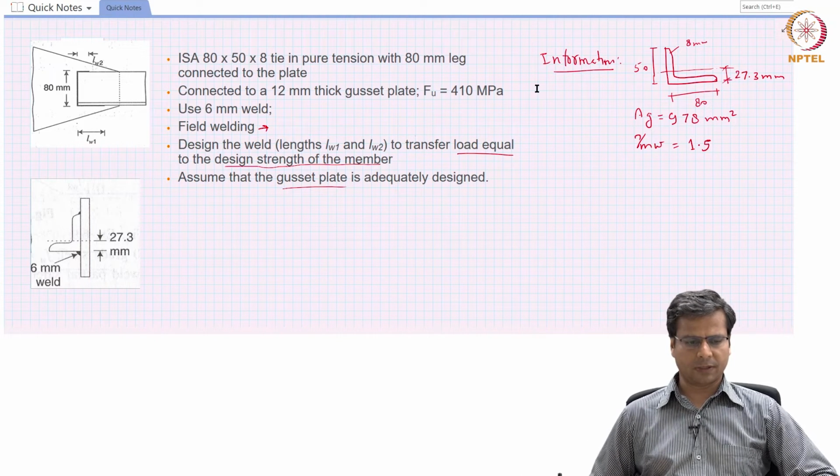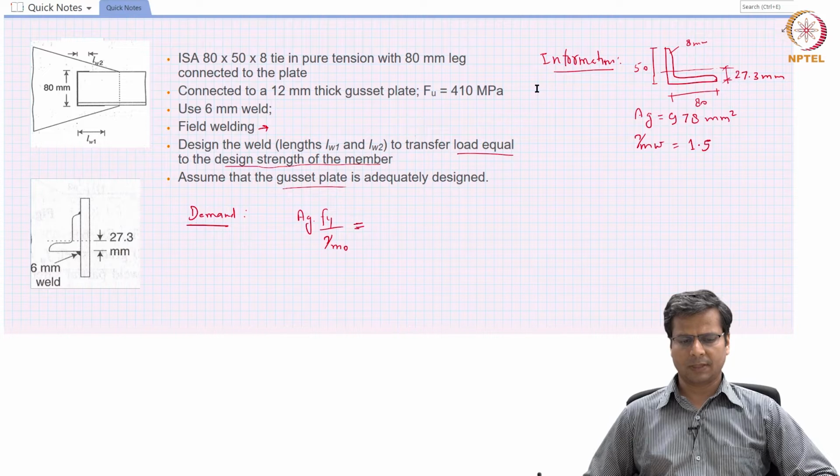So now let's start with calculating the demand on the weld. It is given that we need to design the weld to match the design strength of the member. So first we need to calculate the design strength of the member, which would be given by Ag Fy divided by gamma M0. This part is not part of this particular course, but it is expected that when you come to learn the design of connections, you have a basic understanding of design of members themselves in pure tension.